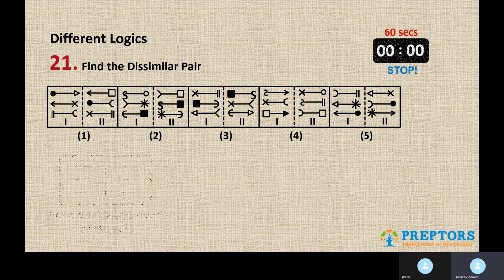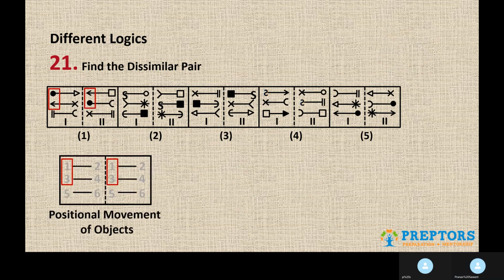Moving to next, find a dissimilar pair. Now, in the first figure, the first and the third objects are interchanging. In the second figure also interchanging. Third figure also follows the same logic. Fourth figure also follows the same logic. Fifth also follows the same logic. Now, see the moving pattern. They are moving in a triangular pattern. So this goes over here. This goes over here. This goes over here.